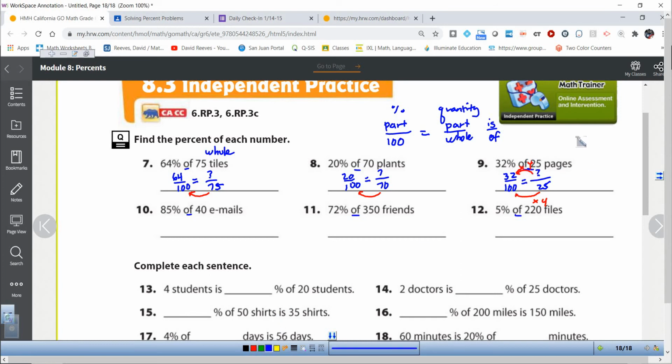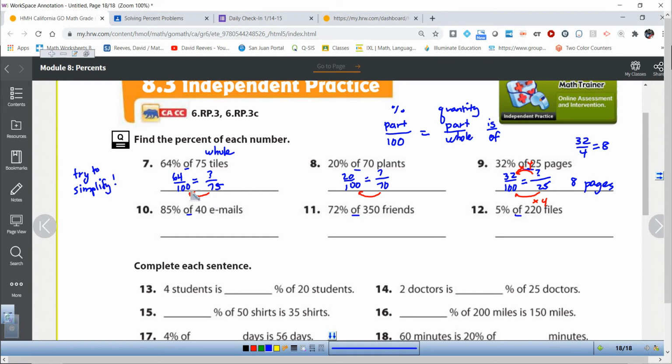So this one over here is an easier one because I could do 32 divided by 4 and I would get 8. So that would tell me that 32% of 25 pages would be 8 pages, because the percent is 4 times bigger, right? 25 times 4. So what do we do? Well, again, if you watched my video, you saw that I said to try to simplify.